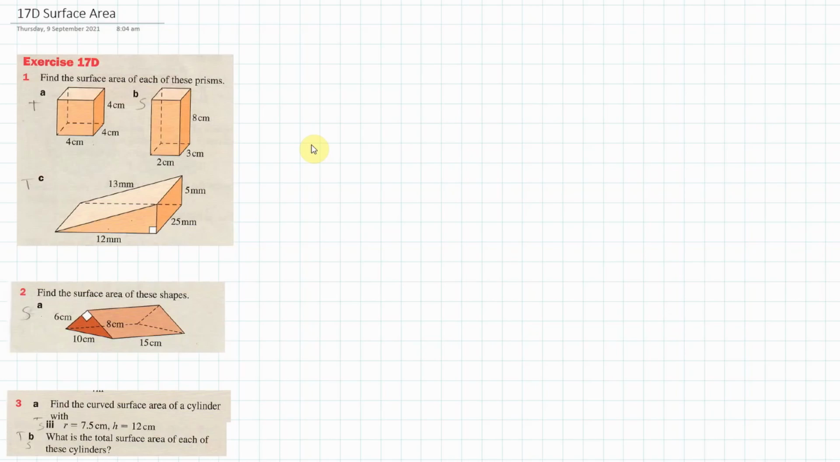Looking at the first question here that is set for today, we've got a cube. You can see it's a cube because all of the dimensions are the same. So all we need to do for a cube is to find the area of one face, and then we multiply it by 6. So the surface area in question 1a is going to be equal to 6 lots of the area of the front face there, which is 4 by 4. And so we're going to have 6 times 16, which is 96 centimeters squared, because we're doing surface area.